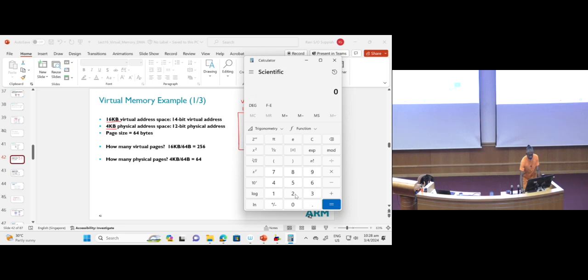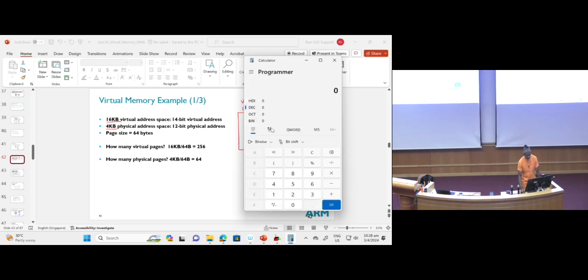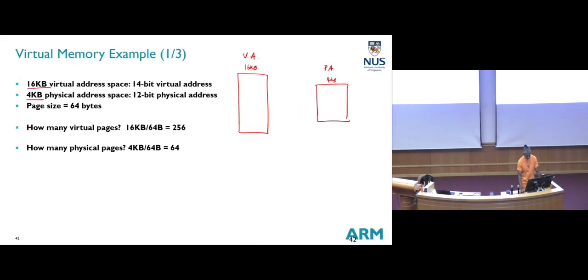And 1 kilobyte is what? 1 kilobyte is 2 to the power of 10, which is 1024. So 16 kilobyte means times 16. If you want to go back to basics, you start with 1 kilobyte and multiply by 16, which gives 16,384. In programmer mode, 16,384 is hex 4000. This is Digital Electronics 101. So hex 4000 means what?